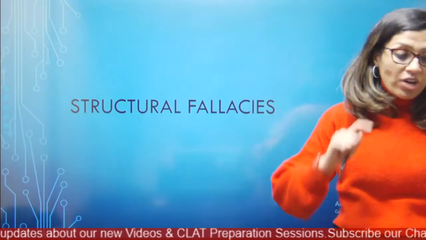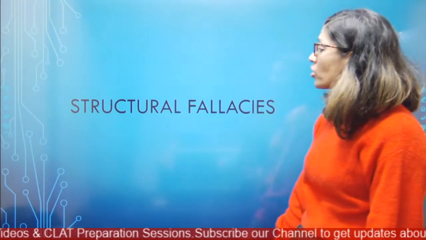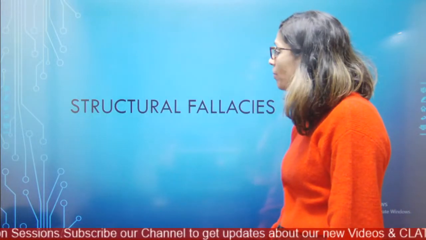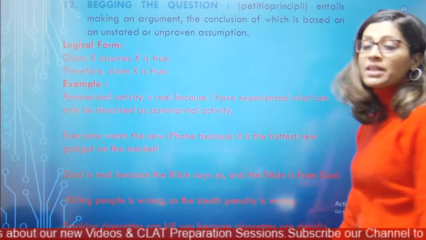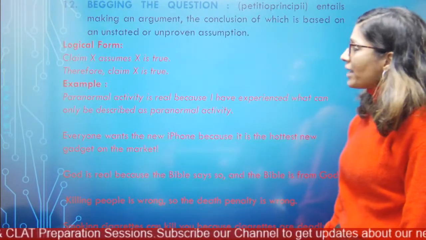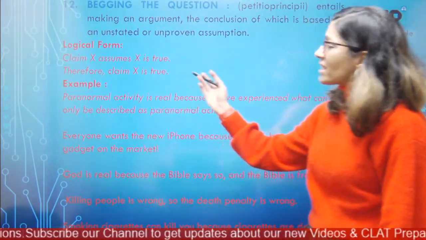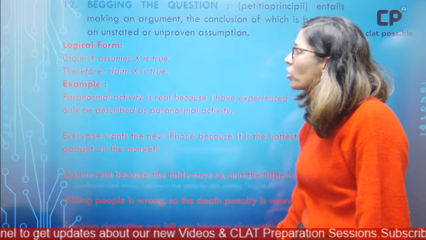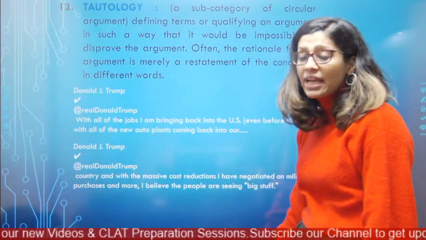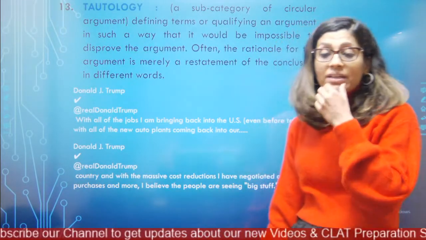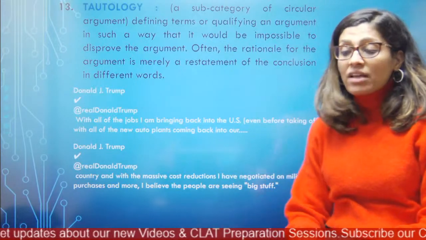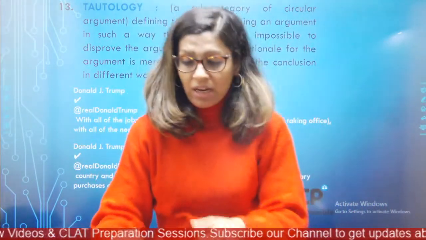So we spend time on structural fallacies. So I'm going to move quickly from here. We had done the begging the question, petitio principii, right? Claim X, assume X is true, therefore X is true. So we spend a lot of time on this, as well as tautology, which is circular reasoning. Now, circular reasoning does not usually come up directly, but it can come in as an option. Most of the questions from your previous year papers, you will see that circular reasoning is an option there.